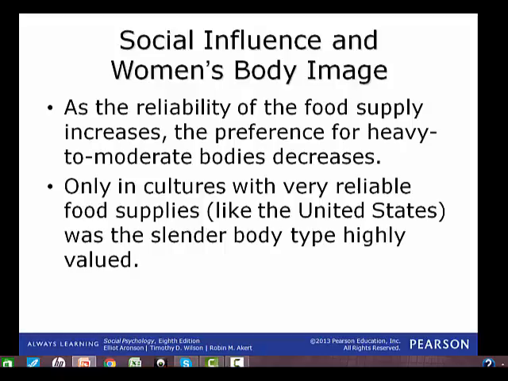So in our culture, things are different just because of the way that we're set up in the food supply. And so in our culture, we tend to see it this way, but this has changed over time and will probably continue to change. But we are setting up standards here that could potentially be dangerous, and that's something that we have to keep in mind.